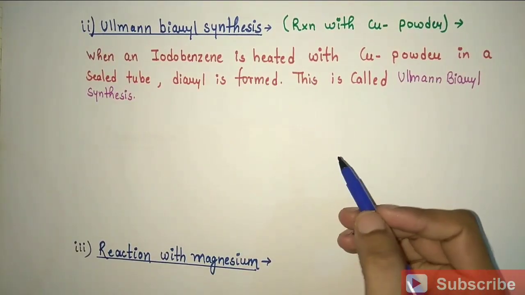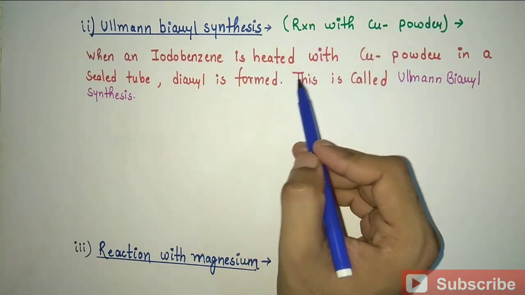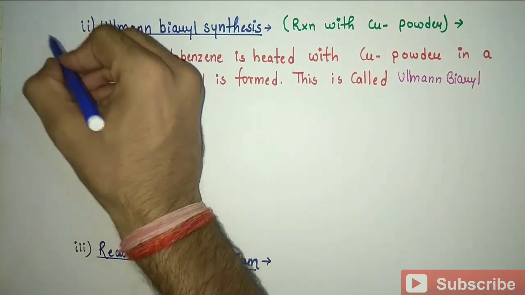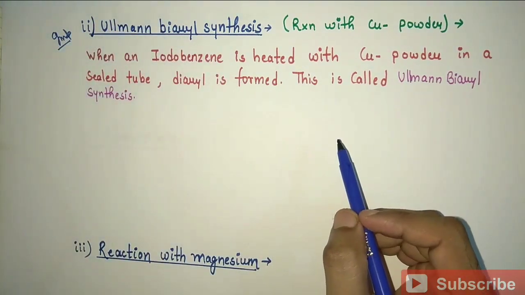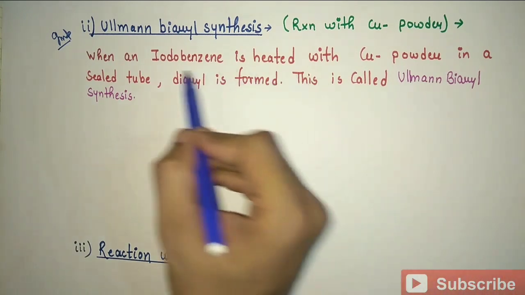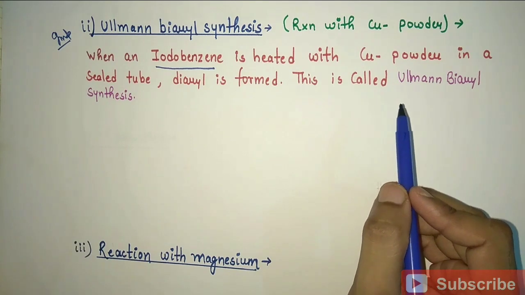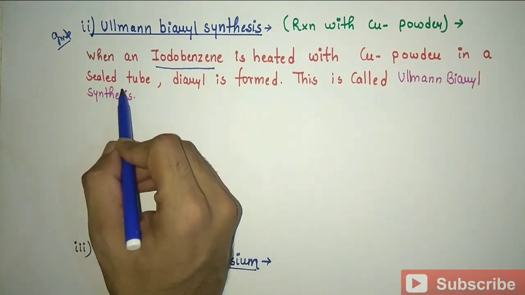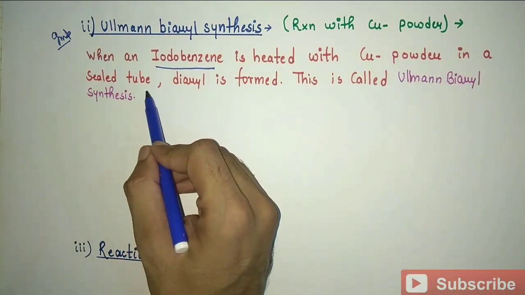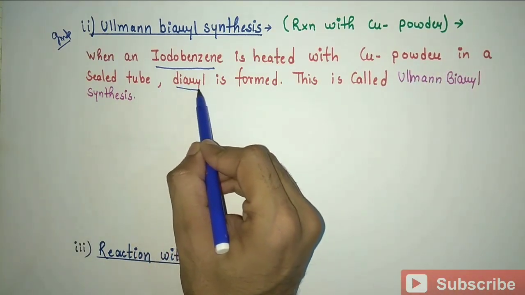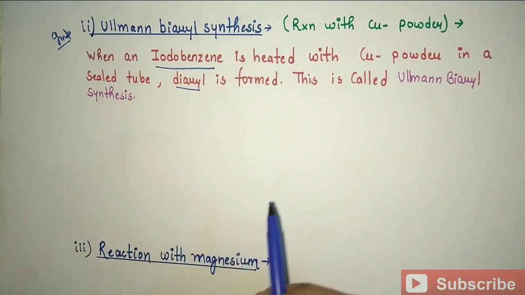Now the next is reaction with copper powder. This is also known as the Ullmann biaryl synthesis. This is a very important reaction. So what happens in Ullmann synthesis? When an iodobenzene is heated with copper powder in a sealed tube, then diaryl is formed as a product. This is known as the Ullmann biaryl synthesis.